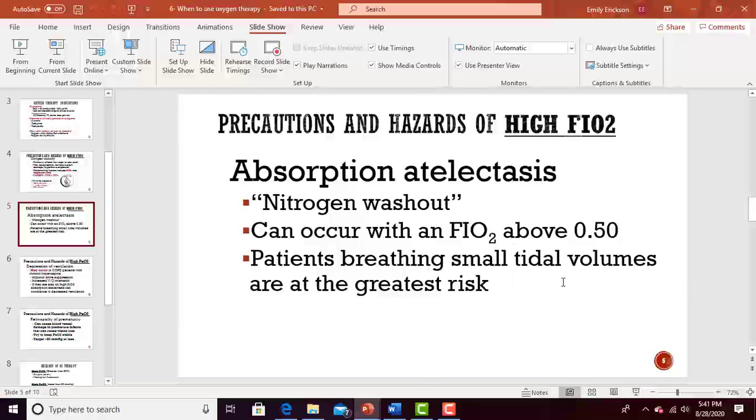Patients that are breathing small tidal volumes already are at the greatest risk for this. So when you think about your post-op patients that are having pain, that are also on high FiO2s, it does not take very long before they suffer a decent amount of lung collapse.